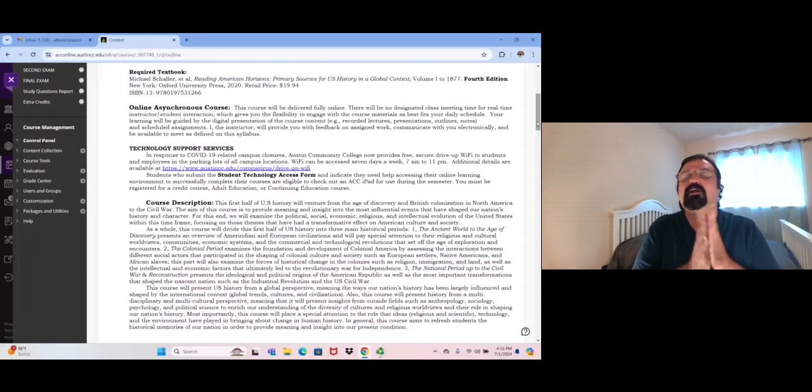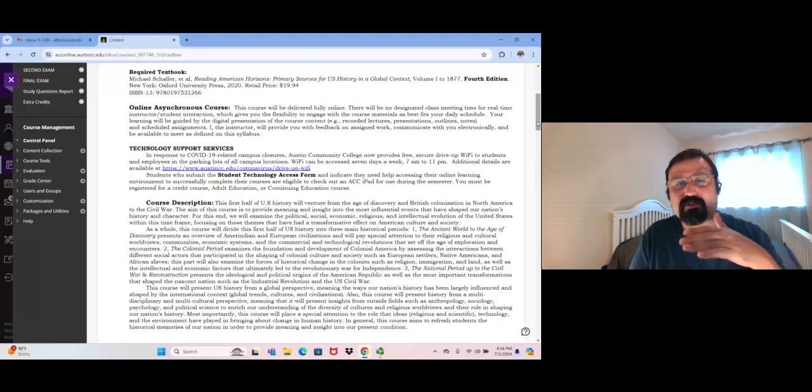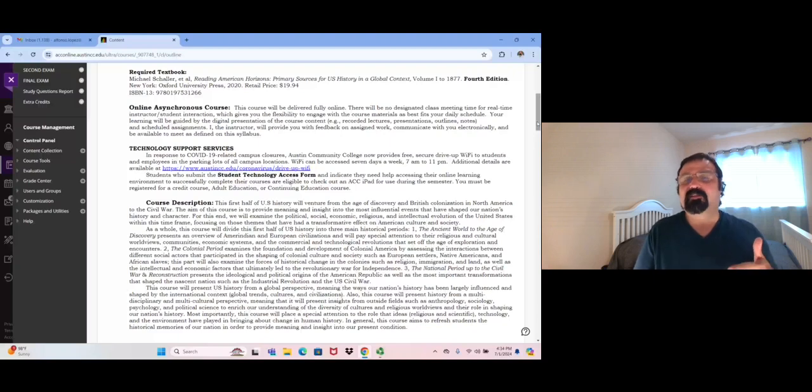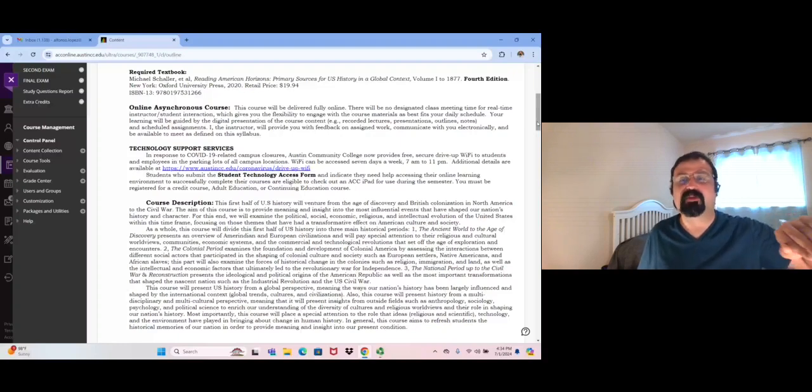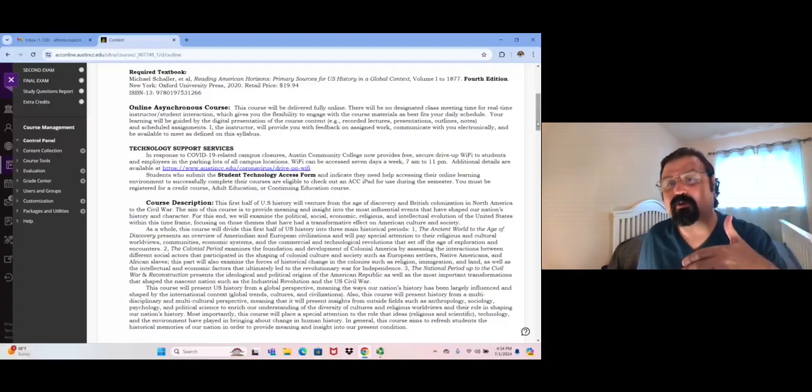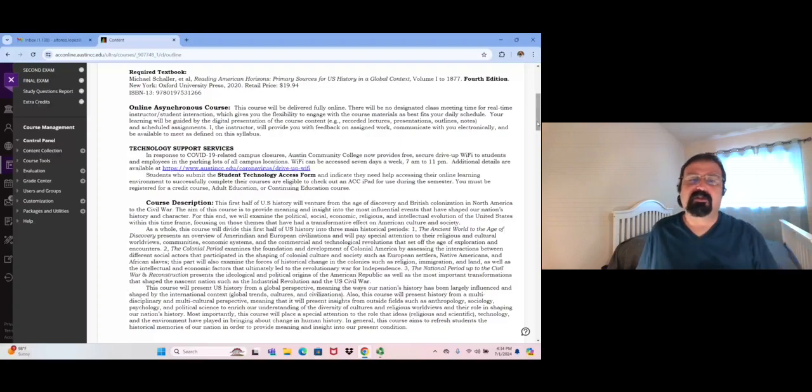So in terms of the requirements, let's talk about the textbook here. Okay. There's only one requirement, and that is students are required to obtain a text that is titled Reading American Horizons, Primary Sources for U.S. History in a Global Context. Make sure you're buying volume 1, because this is History 1301, the first section. Okay? And also make sure you're purchasing the 4th edition.